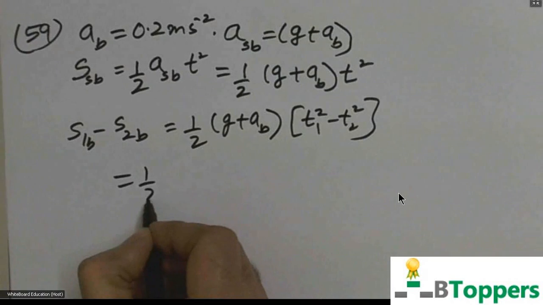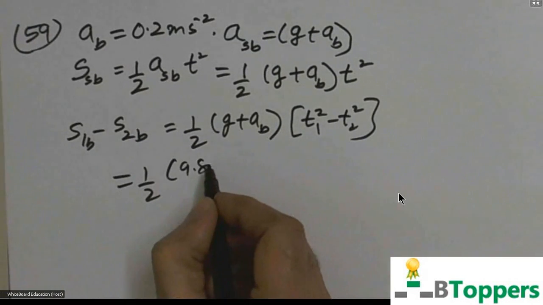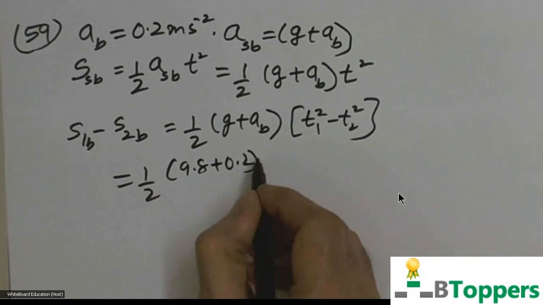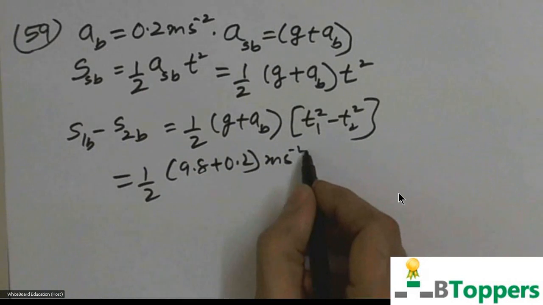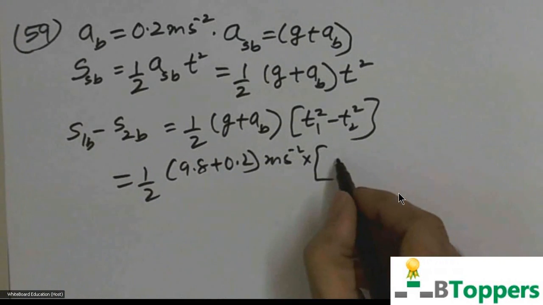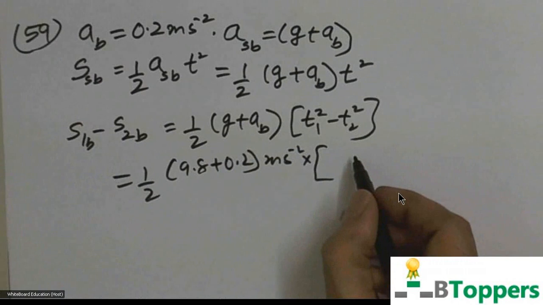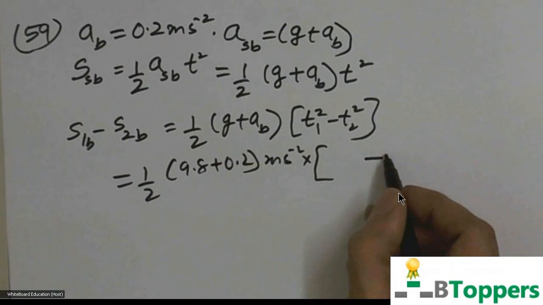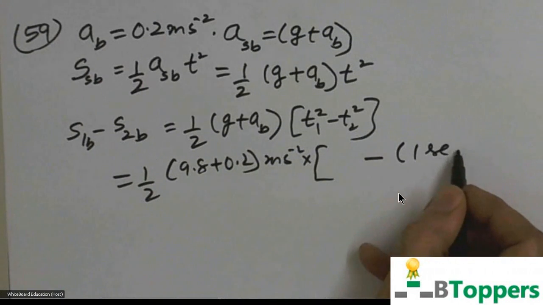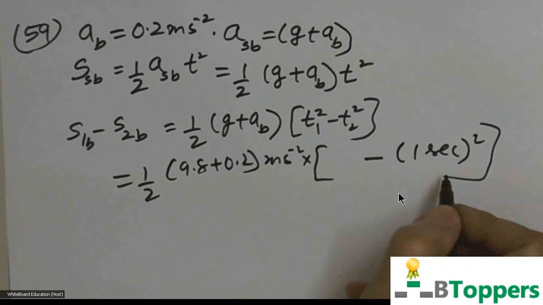So here g can be taken as 9.8 meter per second square. Magnitude of the acceleration of the balloon is 0.2 meter per second square. You're asked to find the distance between the two stones 1 second after the first stone is dropped. That means T2 is 1 second.